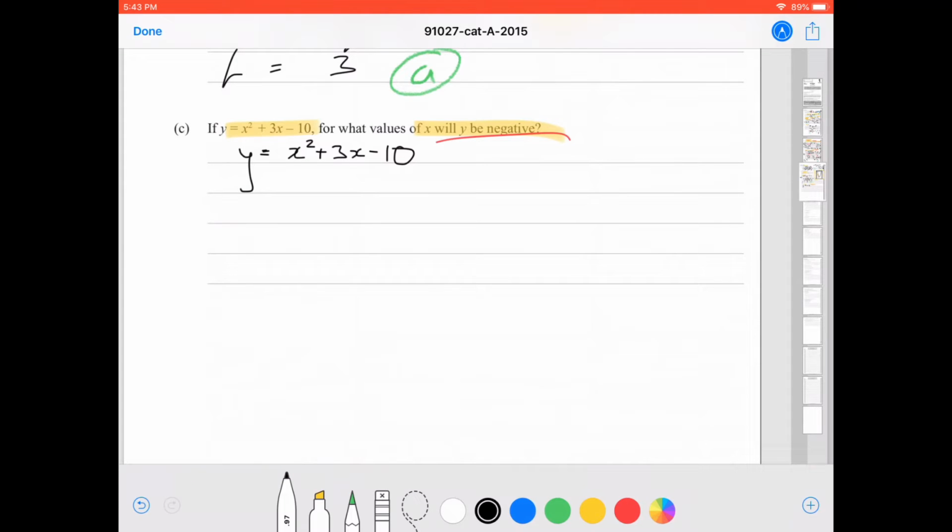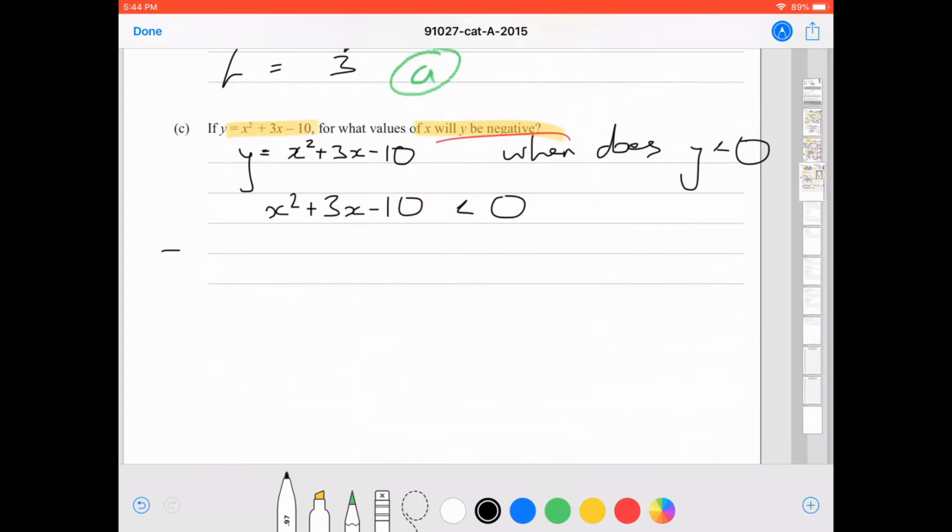Basically, they're saying when is y less than 0 here. And so we have an equation for y. It's x squared plus 3x minus 10. And we're going to set that less than 0.